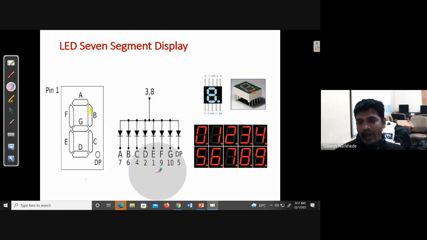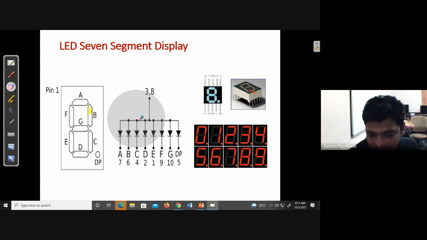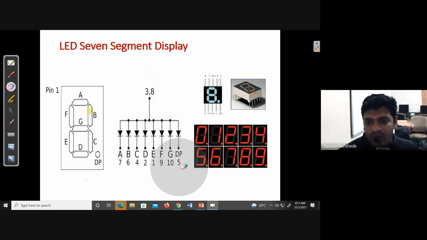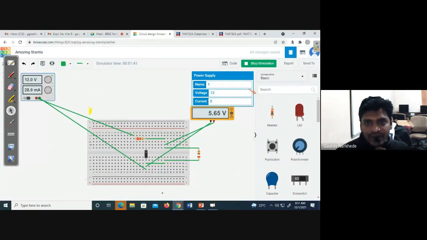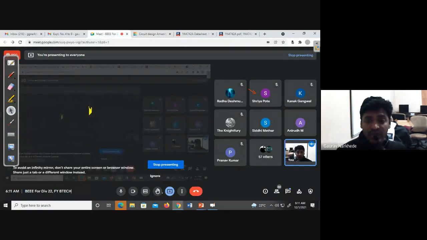So what is common here? Anode is common, so this is called common anode configuration. Similarly, you can keep cathode common, and that is called common cathode configuration. So this is a short introduction regarding LED. If you have any difficulty, just go through it, and you can ask me. Any problem in this?